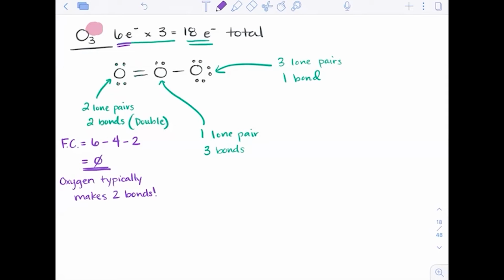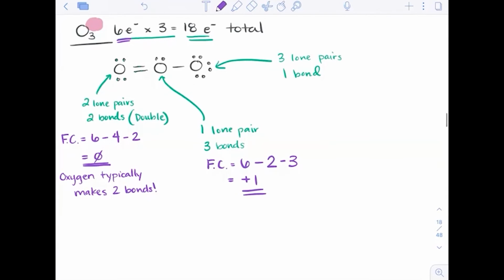Now the middle oxygen, for his formal charge, he brought 6 electrons to the table. He owns 2 electrons in that lone pair, and he owns 3 electrons, 1 from each of the bonds. That overall 6 minus 2 minus 3 is a +1. So right up here, we would put a +1 above that oxygen. He has a +1 charge. That's not a delta. That's not a partial. That's an actual +1 charge.